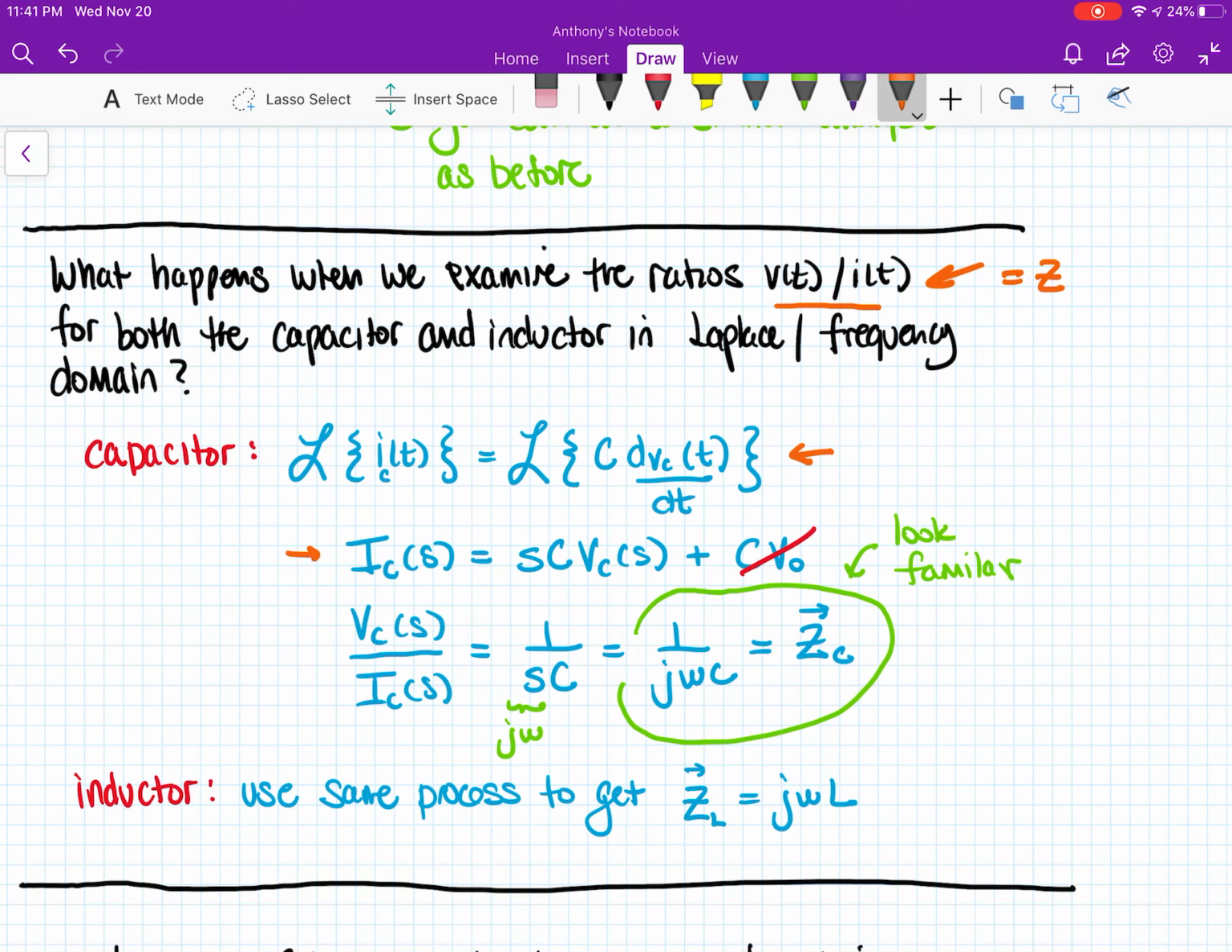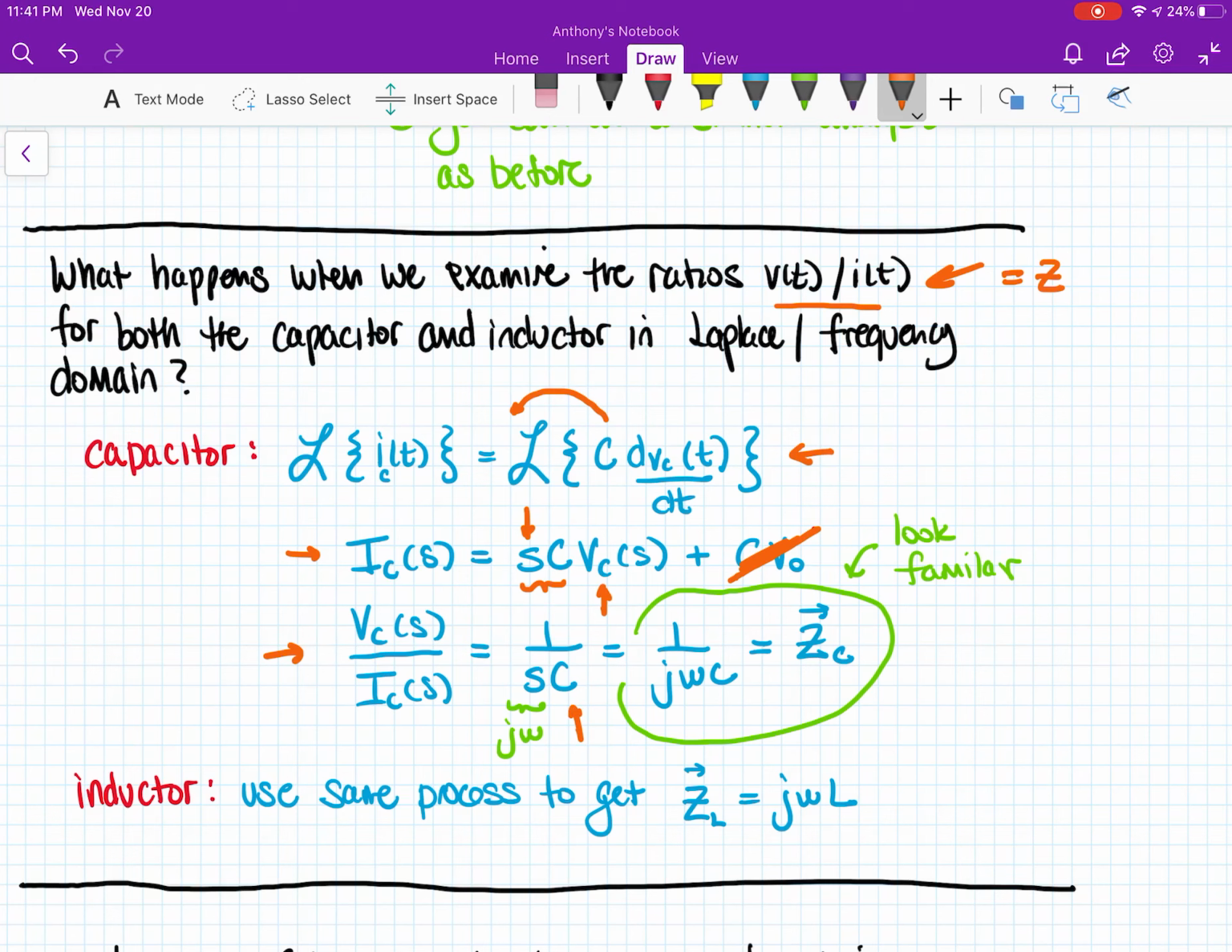That leaves me with I_C(s) as well as V_C(s), and then this additional part over here. The capacitance is a constant, so it can be pulled outside. Why do we have this s? Because when we take the Laplace transform of a derivative, we end up with s times that function. I'm going to assume that the initial condition over here is 0. So if we rearrange this in order to get V_C over I_C, our result is 1 over sC.